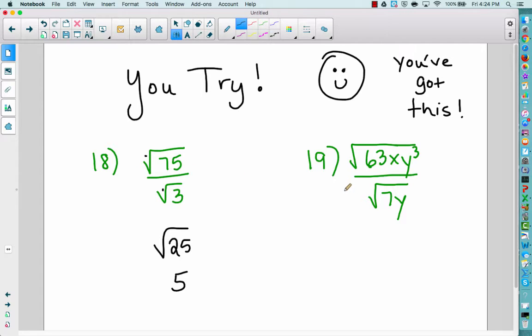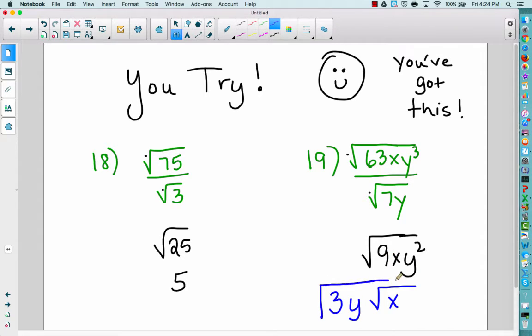Number 19, same thing. It had the same index. I see that 7 goes into 63 9 times, and I'm going to simplify the y's, so it's going to become 9x y squared. All right, then I simplify that. Square root of 9 is 3. X has to stay in jail because he is not a perfect square, and then y is, so she comes out. So 3y root x.